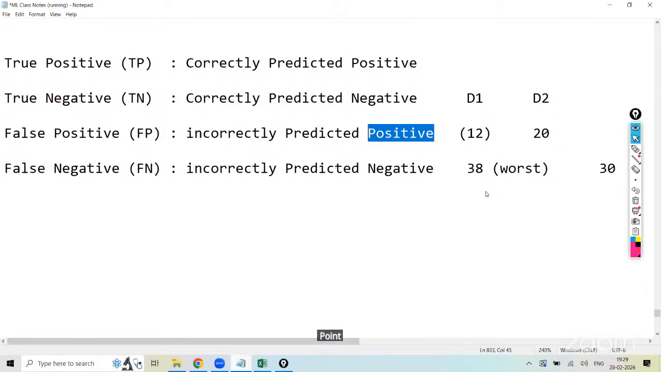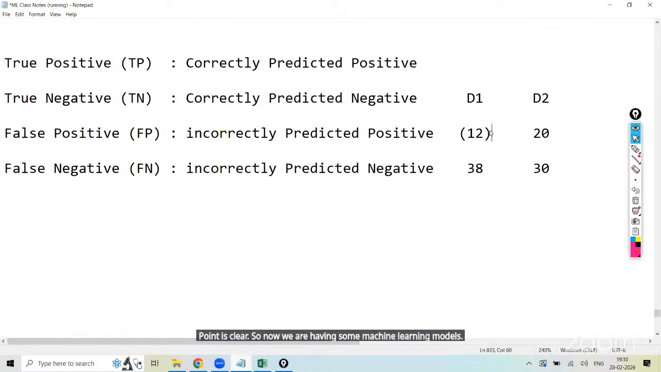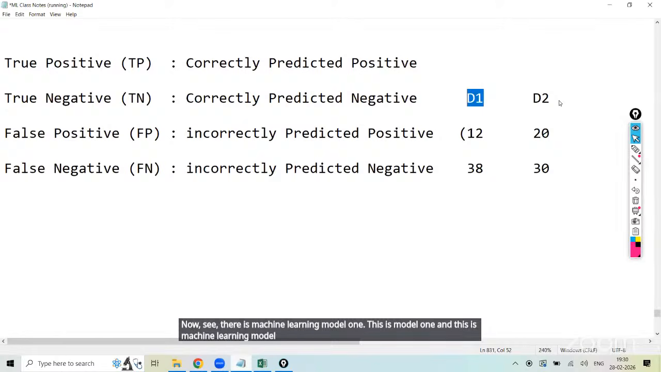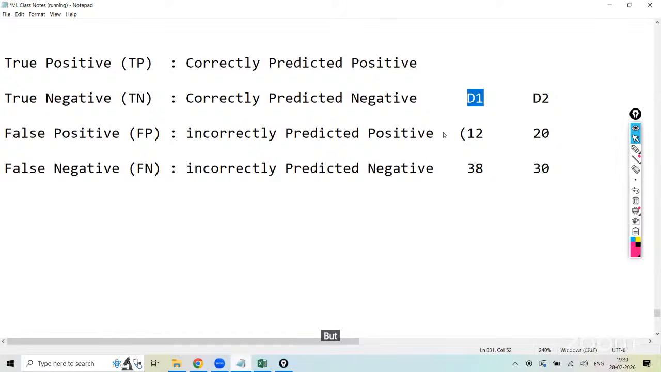Point is clear? So now we are having some machine learning models. There is machine learning model 1 and machine learning model 2. As an example, I have told you doctors. Out of these two models, which model is better? Both of them have 50% accuracy only. But in this, again, we are going to cross check with this number. Is the question clear, everyone? Now this will be decided based on the business problem.